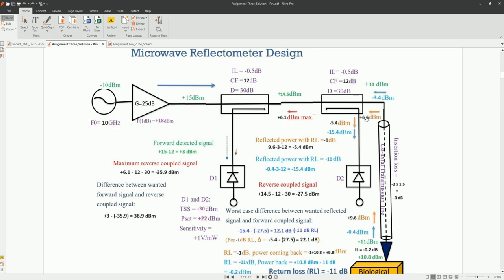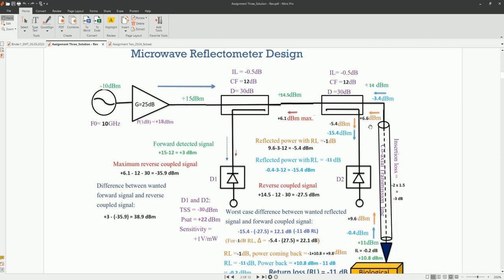From this 6.6 we will subtract 0.5, so this will become 6.1 dBm max, and we have 6.6 dBm. This is obtained by subtracting 3 from 9.6, and then when the signal turns here, we will subtract 12 from it, so 6.6 minus 12 becomes minus 5.4. This is the calculation here: 9.6 minus 3 and minus 12 becomes minus 5.4, so we have minus 5.4 here.